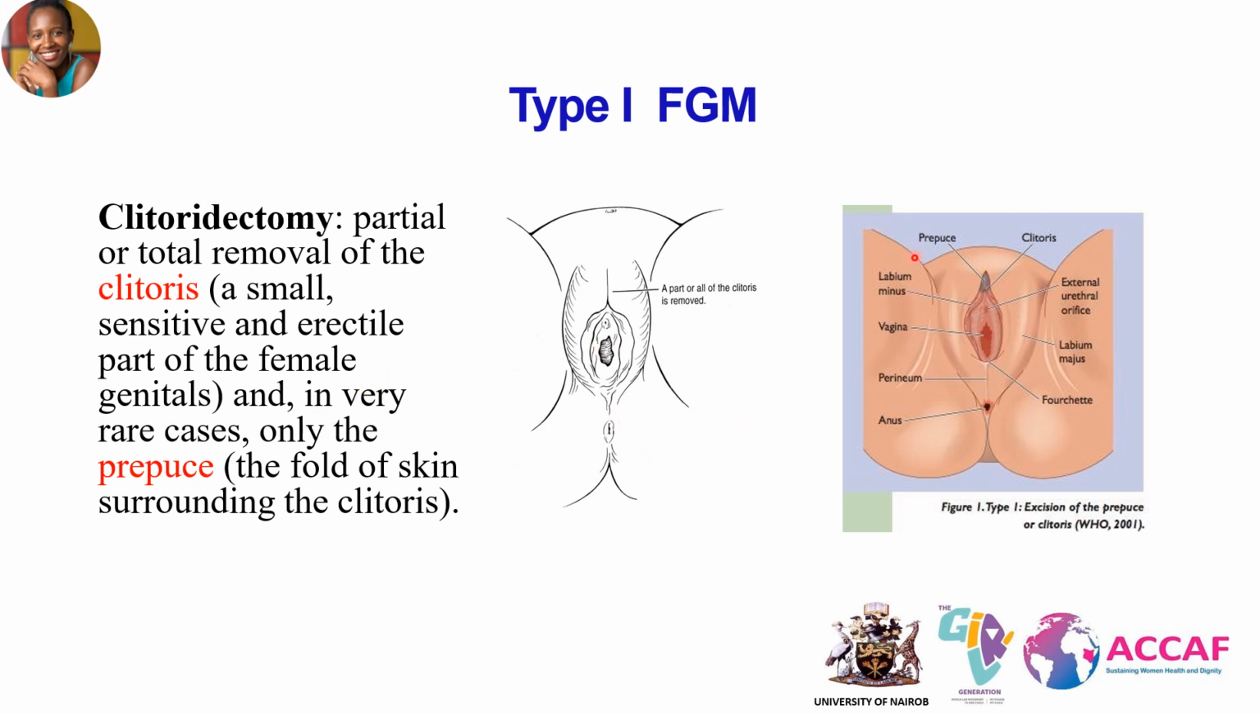In review of our anatomy, the clitoris is the part that is sensitive and has many nerves that stimulate orgasm and sexual arousal for women. The prepuce is the skin that covers our clitoris. So we are told that in some communities they can actually remove only the prepuce. But in the clitoridectomy, or type 1 FGM, the clitoris is the area that gets affected the most.